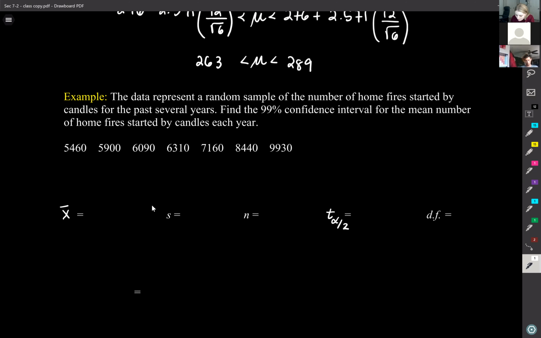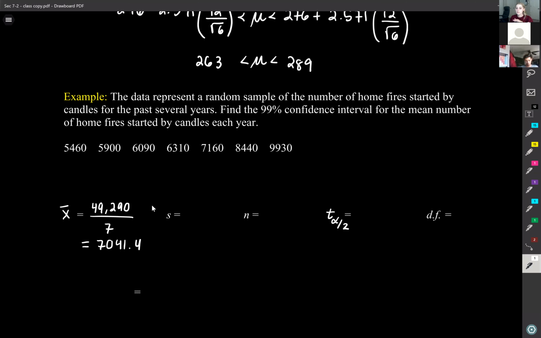Okay, so when I add them all up, I get 49,290. And then I just need to divide by 7 because I have 7 points in my sample. And this gives me a final answer of 7,041.4. Remember that when we're computing a sample mean, we give one more decimal place than the data points have.